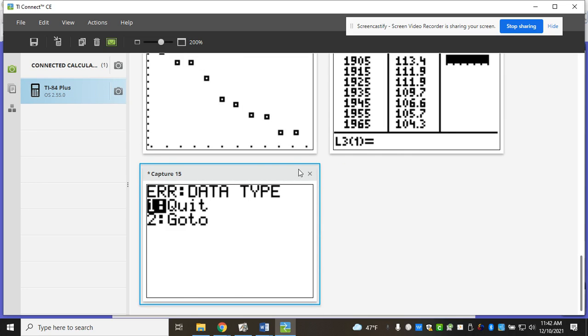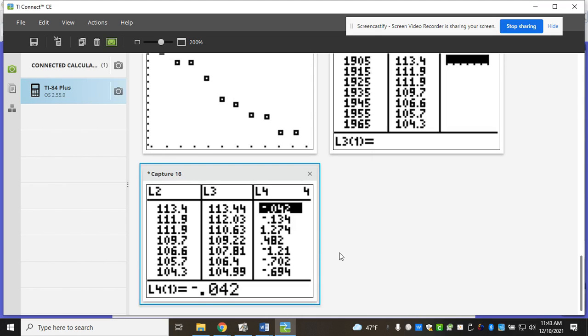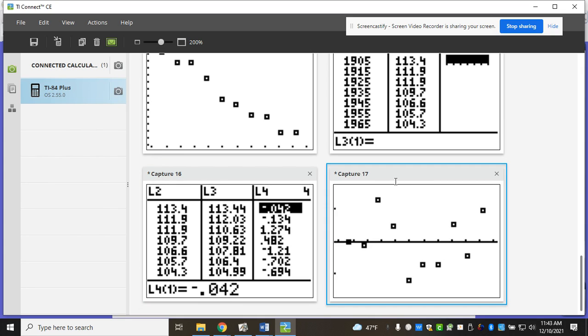Oops. The wrong button. And you should get something like this. When I graph this one, I'm doing second stat plot of what versus what? List 1 versus list 4. Wait, what did you do for list 4, sorry? List 2 minus list 3. And your graph should look something like this.